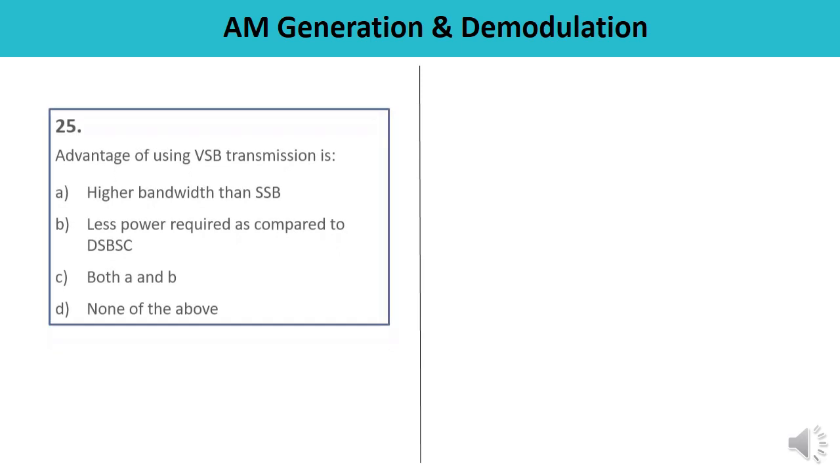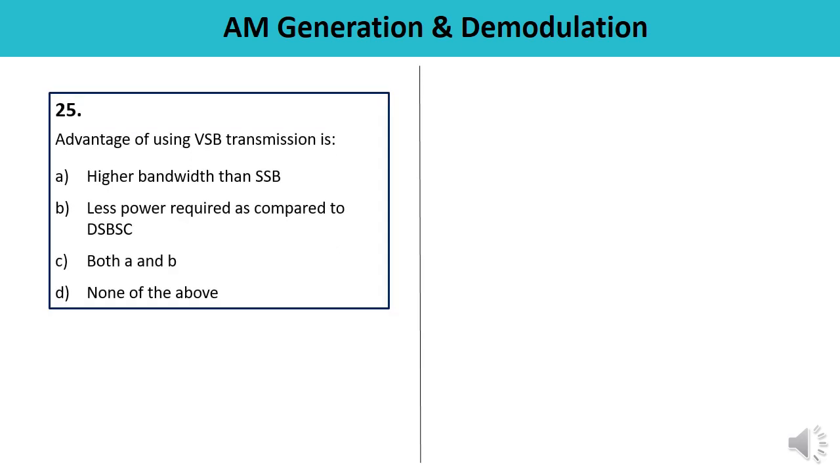Question number 25. Advantages of using VSB transmission. VSB is vestigial sideband transmission. So vestigial sideband transmission means higher bandwidth in comparison to the SSBSC, because in case of SSBSC the bandwidth requirement is lower, but here it is advantageous. Less power required as compared to DSBSC. So it means both the options are correct. So answer is C. Yes, this is correct.